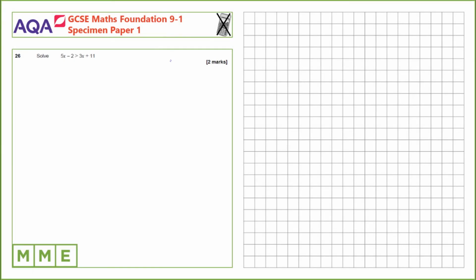Question 26. Solve 5x minus 2 is greater than 3x plus 11. The first step we need to do is to move this minus 2 over. To get rid of this negative 2, we need to add 2 to both sides. 5x take away 2, if we add 2 to this side, we're going to get 5x. And 3x plus 11, if we add 2 to this side, we'll get plus 13, 11 plus 2.